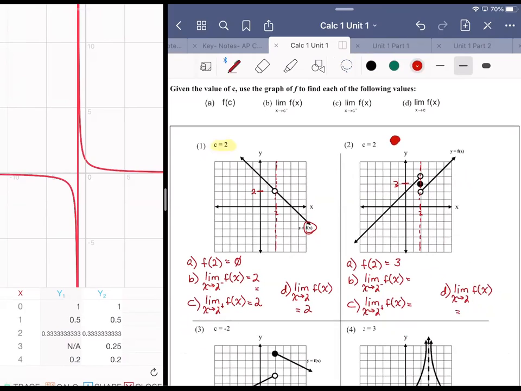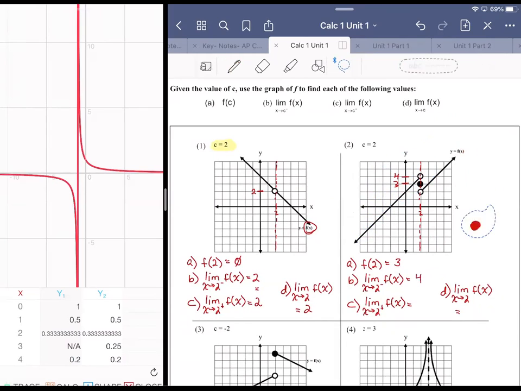Coming in from the left, starting on the left and working my way up the path, as I get closer and closer to the x value of 2, I'm aiming for this open circle. I'm aiming for that open circle, which has a y value of 4. So that's my limit coming in from the left.